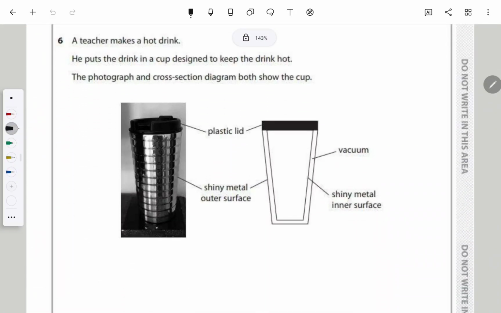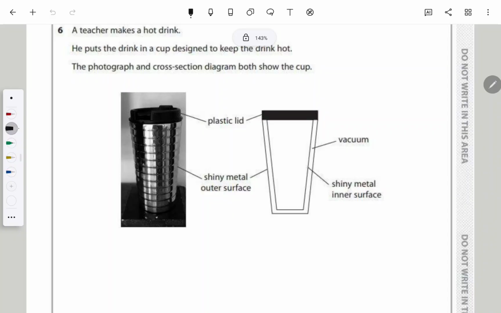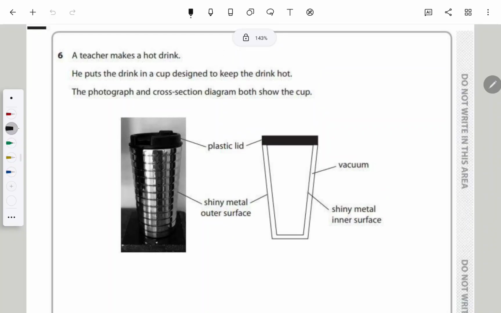Next one. A teacher makes a hot drink. He puts the drink in a cup designed to keep the drink hot. The photograph and cross-section diagram both show the cup. So it's a cup, those cups that when you pour something hot in them, it stays hot and it doesn't cool down. You can see right here that the teacher was trying to keep their drink hot.